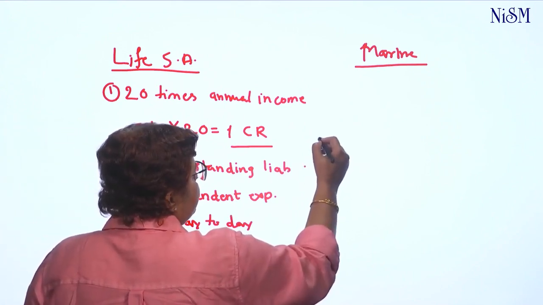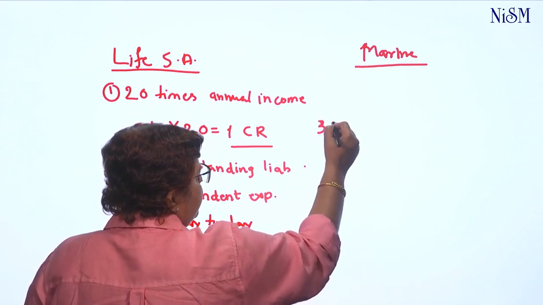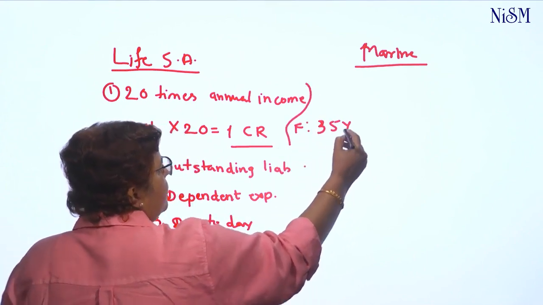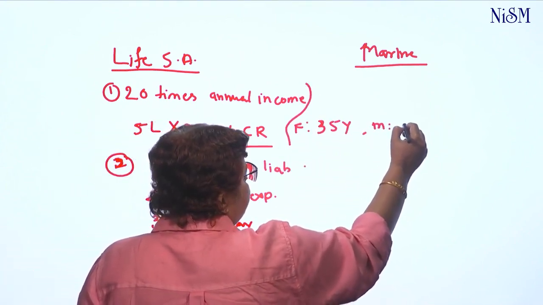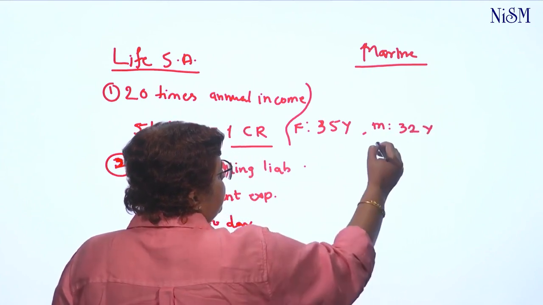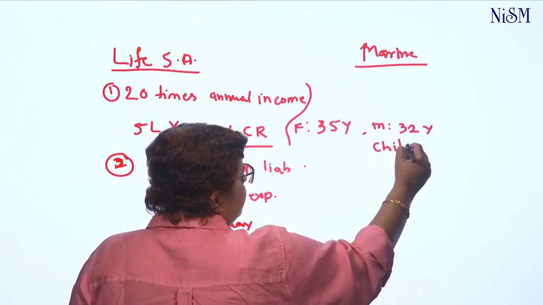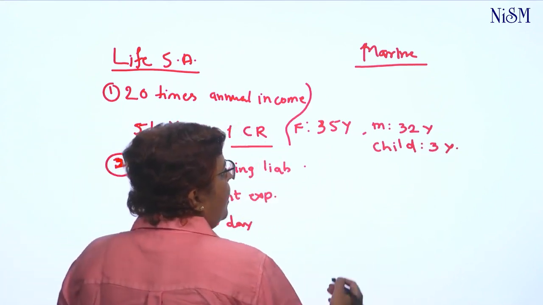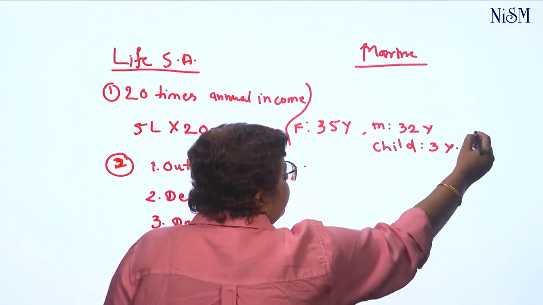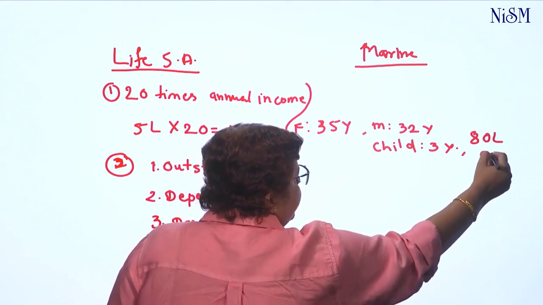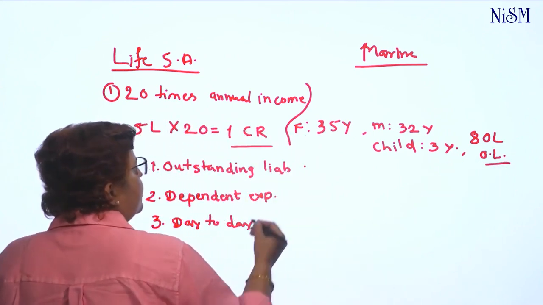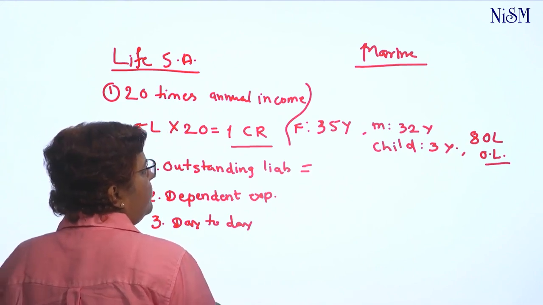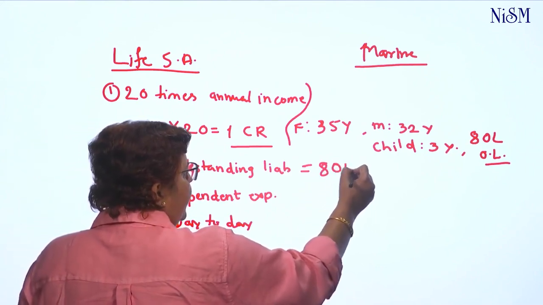if there is a family, okay, the person is say 35-year-old, the father, his wife is say 32-year-old, the child is 3-year-old. They have taken a house and there is an outstanding amount of 80 lakhs as an outstanding liability. So, how do you calculate his sum assured? First is this 80 lakhs, because that has to get repaid.